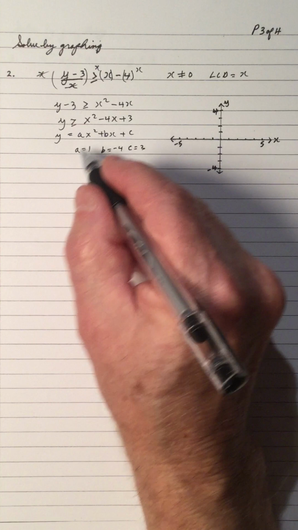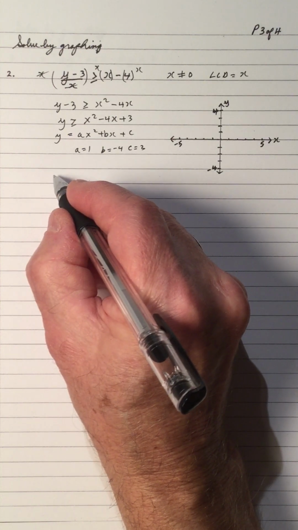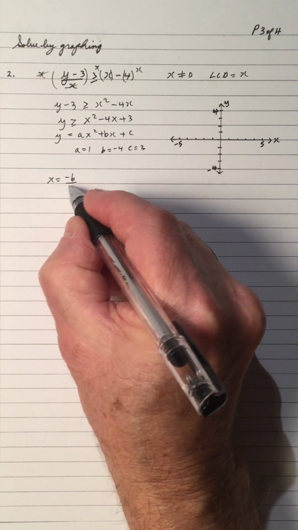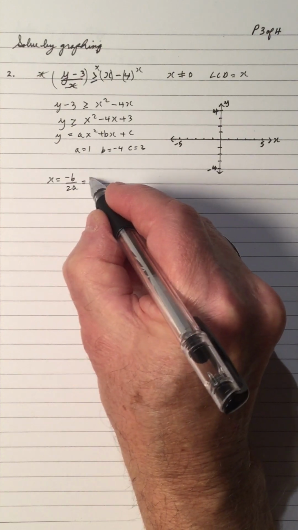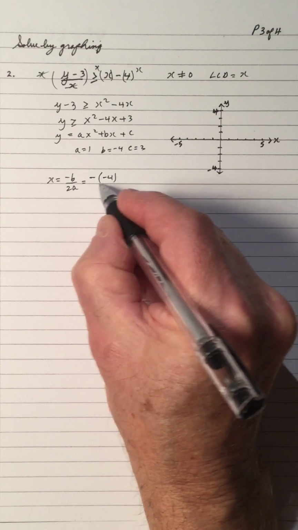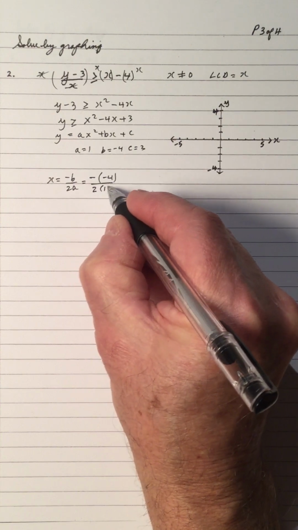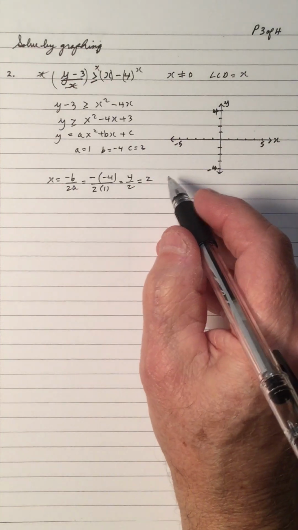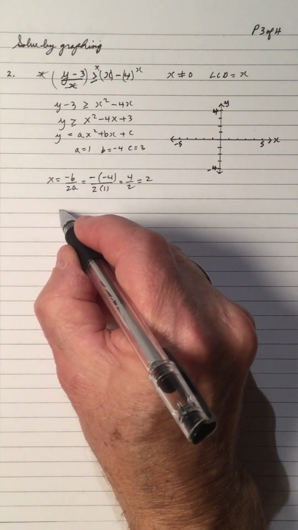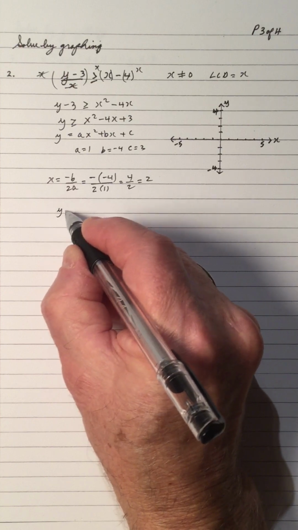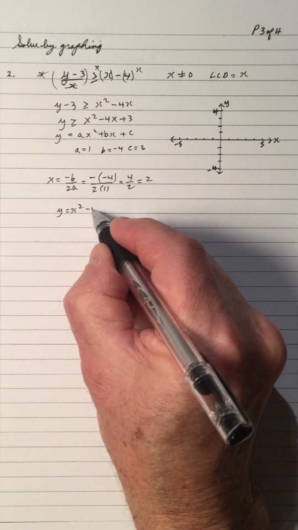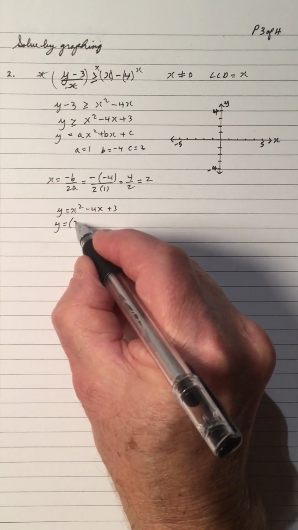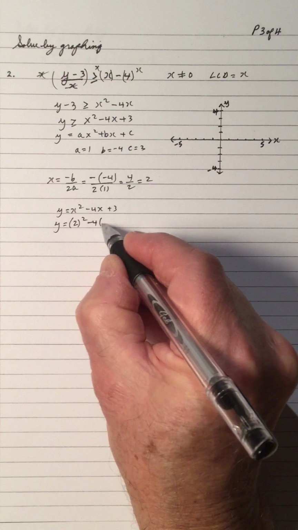So, to get the vertex of a parabola, we do x equals negative b over 2a. So b is negative 4, a is 1, so that's 4 over 2. So the x-coordinate of the vertex is 2. So we plug that in to y equals x squared minus 4x plus 3. And we plug in 2 for x.